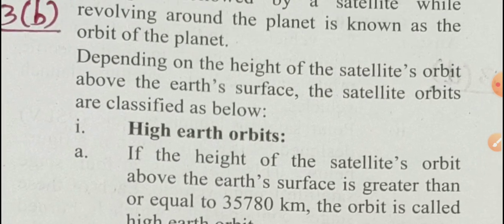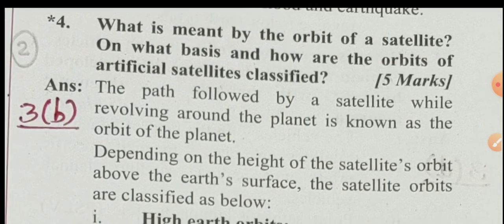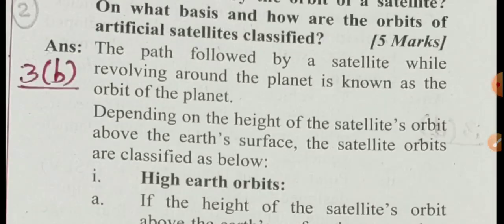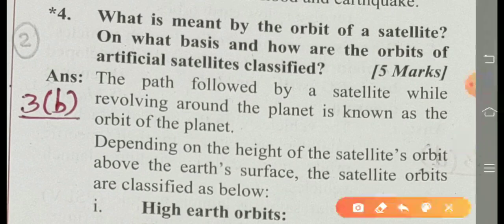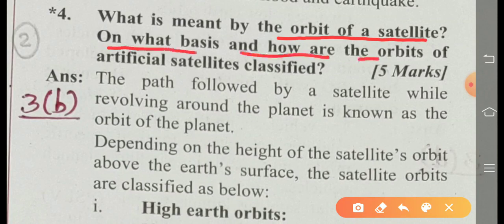Next, now next question given here, that is question number 3 B. What is meant by the orbit of a satellite? On what basis and how are the orbits of artificial satellites classified? This question is asked for how many marks? 5 marks.